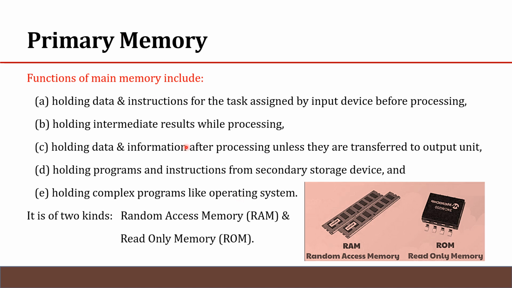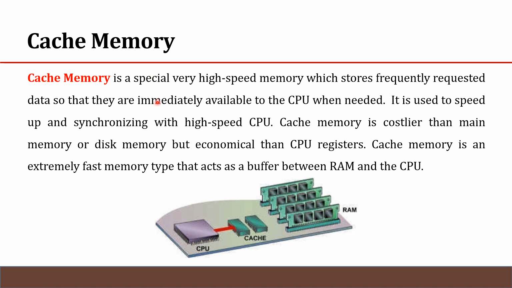This primary memory can be of two kinds, random access memory, RAM, and read-only memory, that is ROM. Cache memory is a special very high-speed memory which is used for storing frequently requested data so that they are immediately available to the CPU when needed. So it is a high-speed memory because it is very close to the CPU. Compared to the RAM and ROM, this cache memory is very close to the CPU, and so it is very high speed, but it has very small memory.